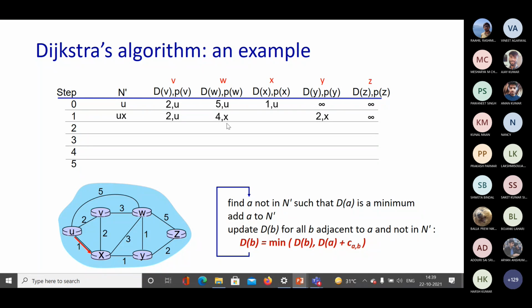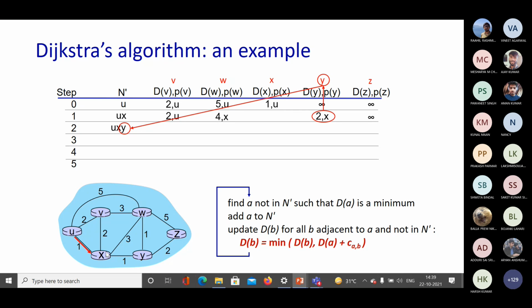Similarly for W, you had a direct connection from U to W which was costing you 5, but if you go via X, then U to X is 1 and X to W is 3, so the total cost becomes 4. So that one is the minimum one, so you consider 4 here, and this is via node X. X to X is of course not there, and then you go to Y. Okay, so Y is here.